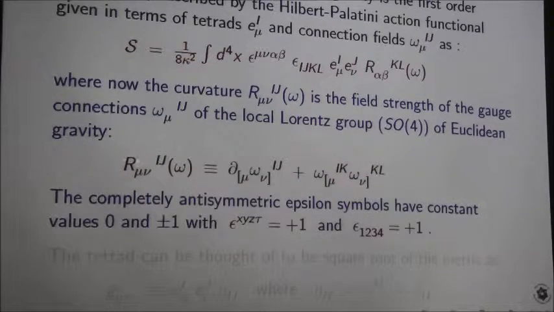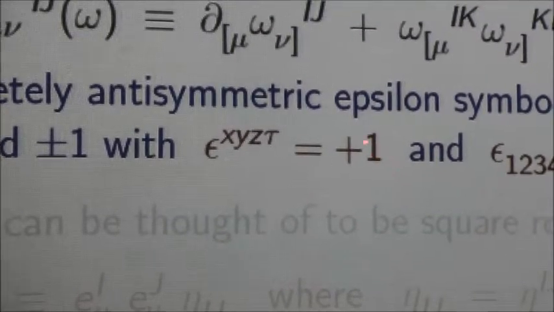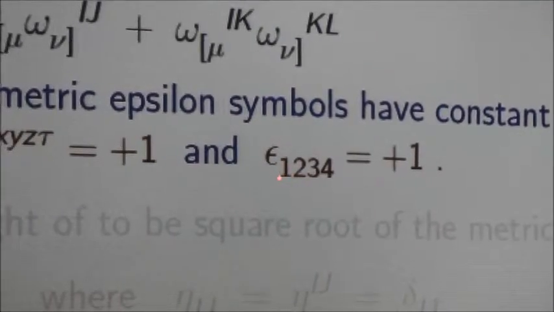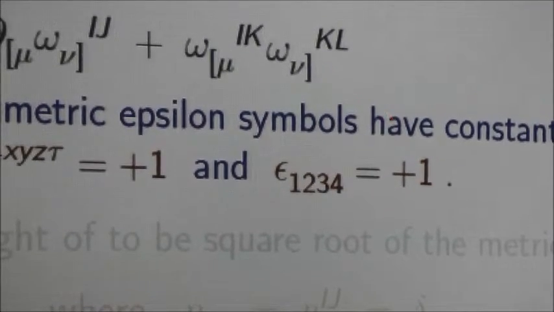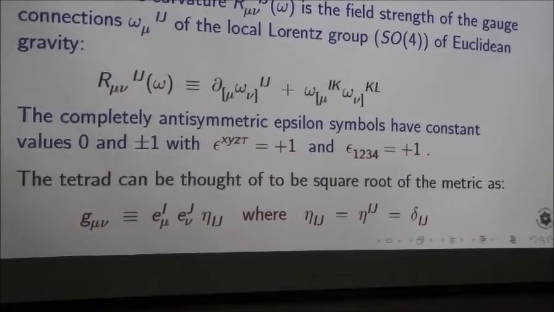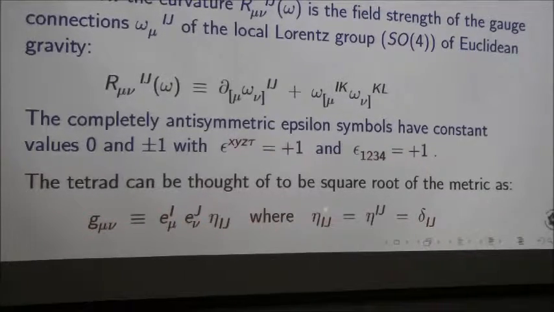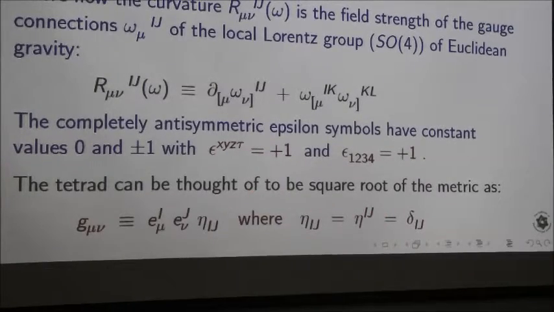Just for completeness, the completely antisymmetric epsilon symbols, epsilon mu nu alpha beta and epsilon ijkl, take values 0 or plus minus 1, where we have normalized epsilon with the Euclidean index ordering x y z tau to be plus 1, and epsilon 1 2 3 4 is 1. The tetrad is to be thought of, as usual, as the square root of the metric. So the product of two tetrads is the metric, but the product is run through the flat metric delta ij.